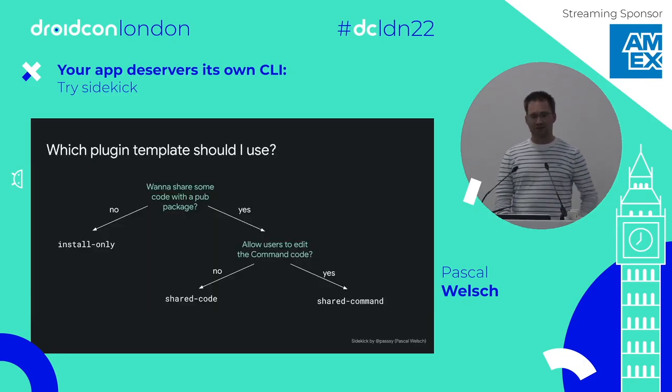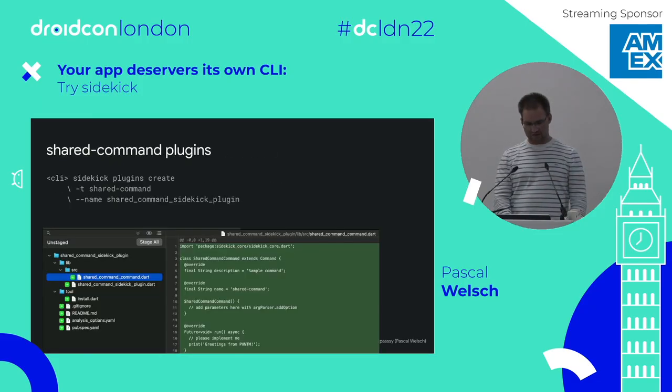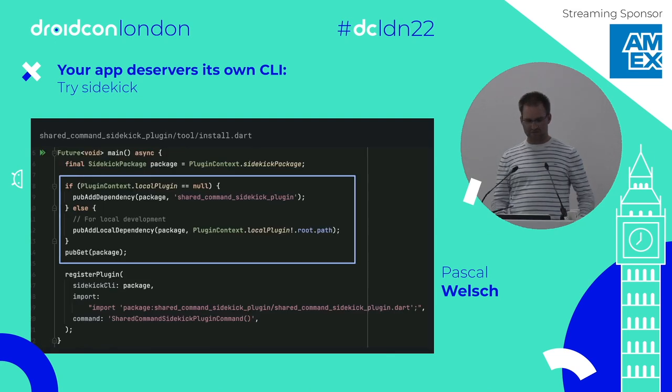We have two others, but I'm running out of time, so basically you can also share your whole commands. It looks like this, but if you want to share your whole commands, you also have to add a pub dependency. You can do this with our other helper functions. You can add a pub dependency, or you can add a local dependency. And depending on if you're using it locally, if you have a local repository where this is stored, you can use it either way.